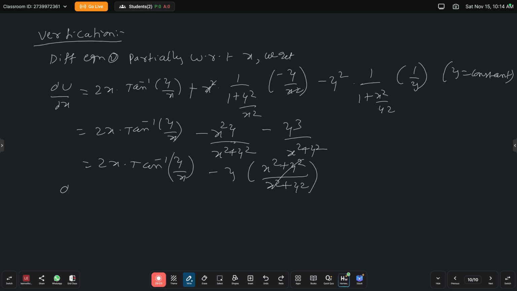Okay. Now ∂u/∂x equals 2x into tan inverse of y by x minus y. That is the third equation. Partially with respect to x, we get the result ∂u/∂x equals 2x into tan inverse of y by x minus y.